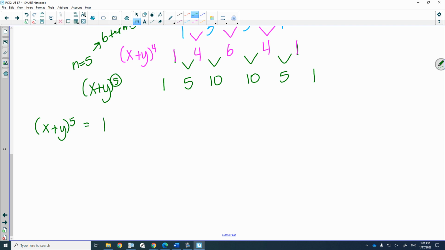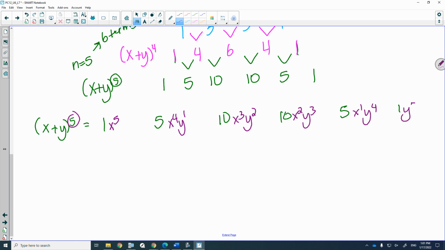So I'm going to have a 1, a 5, a 10, a 10, a 5, and a 1. And then I'm going to do the patterns. If this is power of 5, x to the 5, x to the 4, x to the 3, x to the 2, x to the 1. I'm not going to bother putting x to the 0 over here. I'm not going to bother putting y to the 0, but I'm going to put y to the 1, y to the 2, y to the 3, y to the 4, and y to the 5. There is the expansion of x plus y to the power of 5.